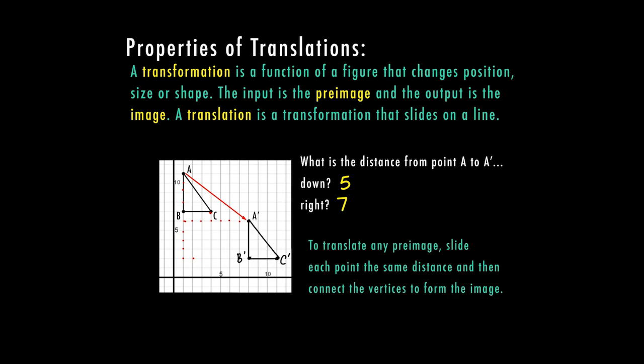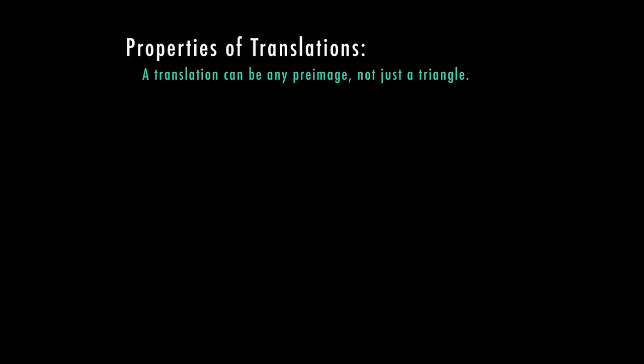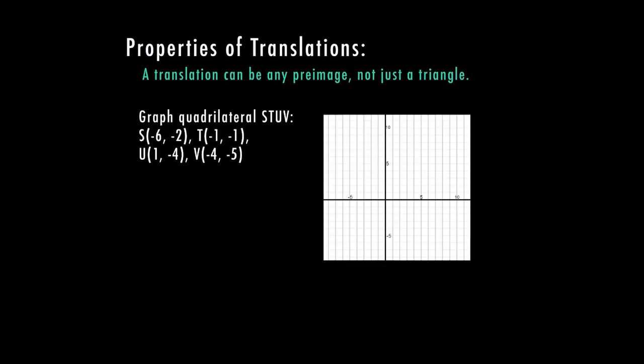So to translate any pre-image, you want to slide each point the same distance and then connect the vertices to form the image. So if you notice, they are the exact same size. Nothing changed about them other than their location on the graph. So a translation can be any pre-image, not just a triangle. So let's look here with some points. And in this case, we have a quadrilateral. There's going to be 4 points since we have 4 vertices.